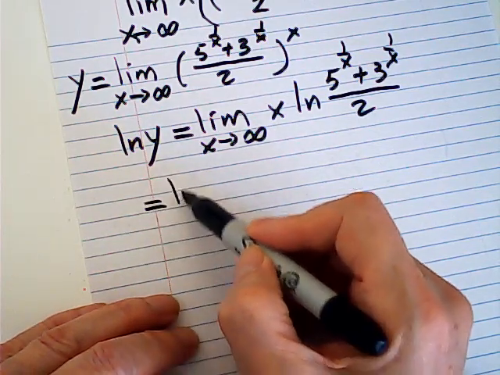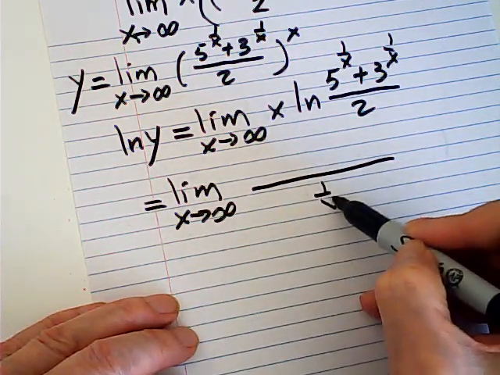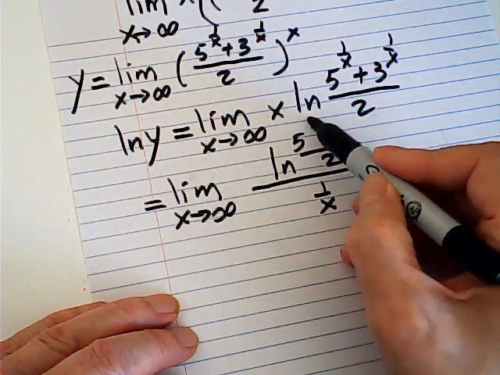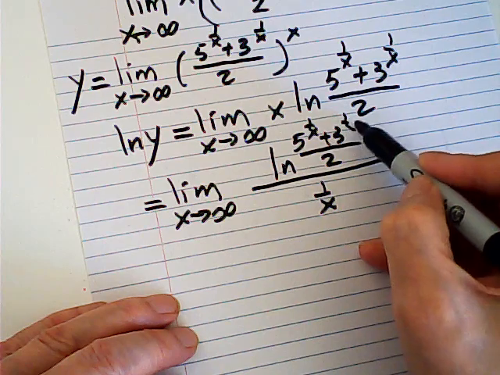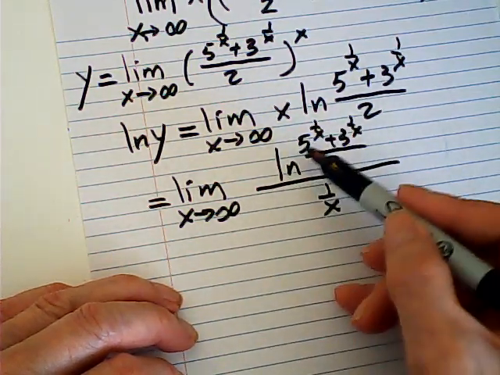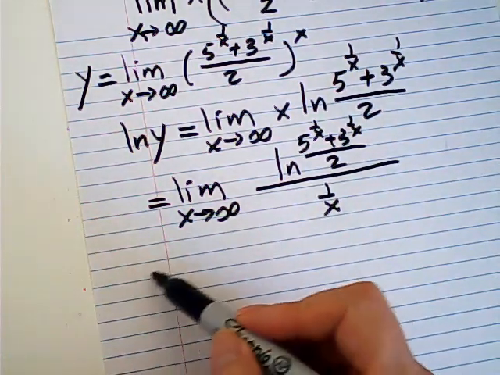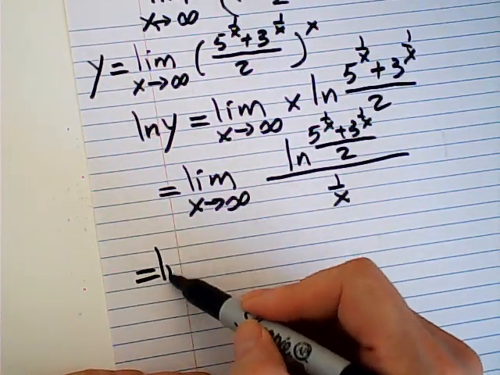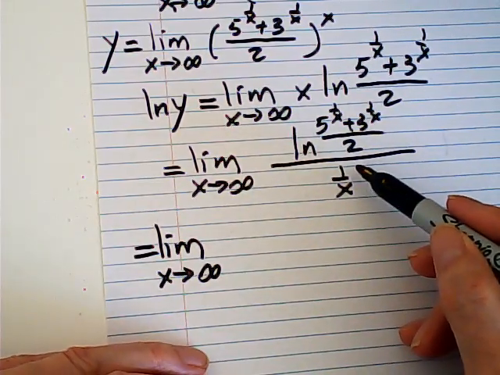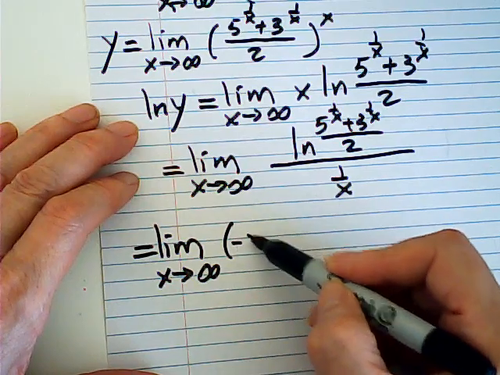Now we have to do something. We put this x below, right? Then this is the natural log of (5 to the 1 over x plus 3 to the 1 over x) over 2. This one goes to 0, this log 1 is 0, right? Therefore, L'Hopital's rule can be applied. Then the limit as x goes to infinity. Now this derivative is 1 over negative x squared. Therefore, flip over becomes negative x squared. Right?